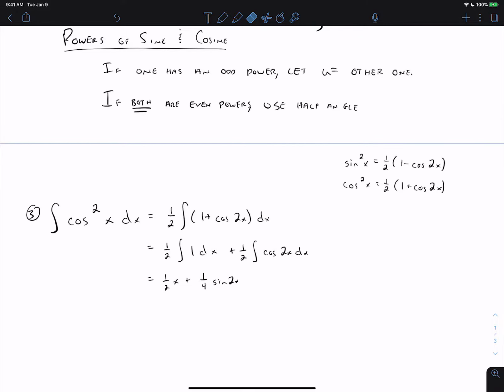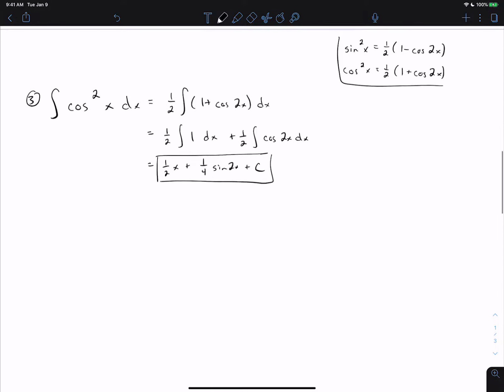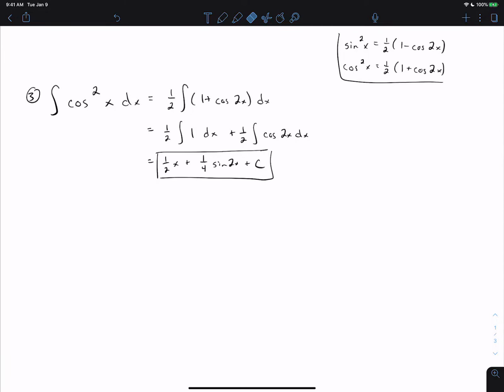Let's neaten this up just a little bit. Sorry about that. That's dx. All right, and so we get 1/2 x plus 1/4 sine of 2x plus c, and that's the answer. It's important to notice that the half-angle identities do not actually evaluate the integral for you. They're a way to rewrite the trig function, so the integral sign does not go away when we deal with that.